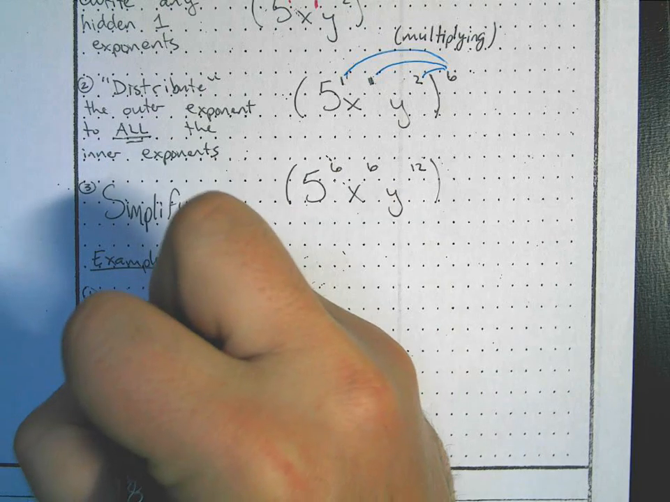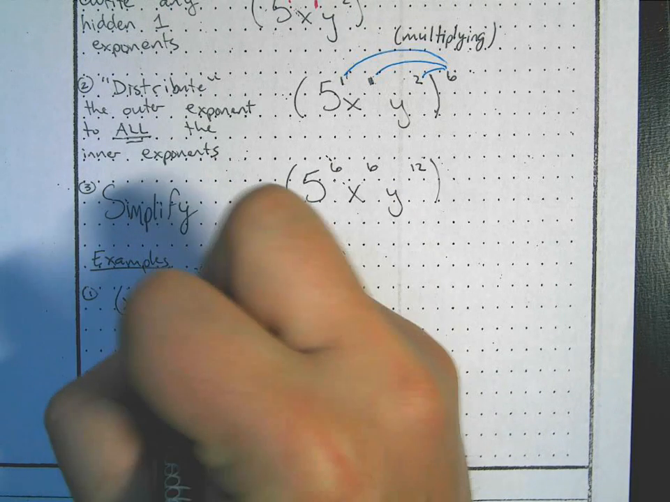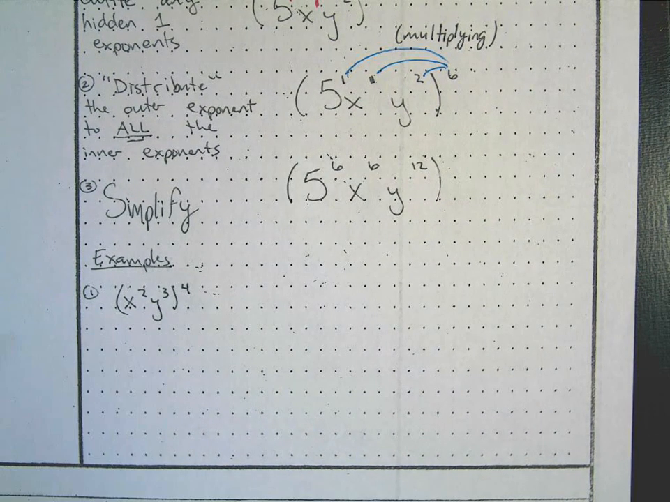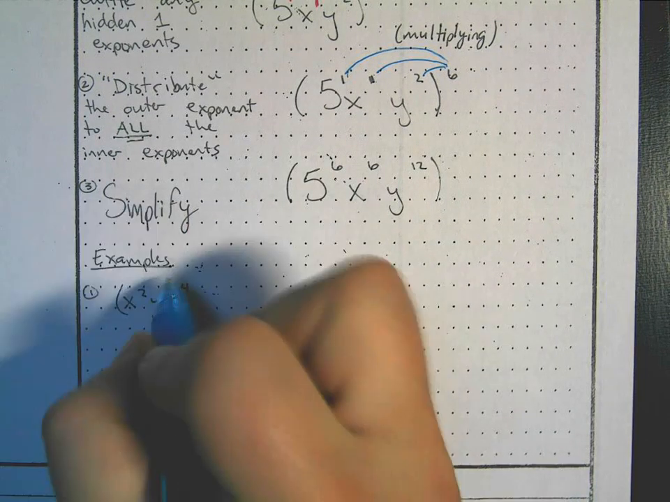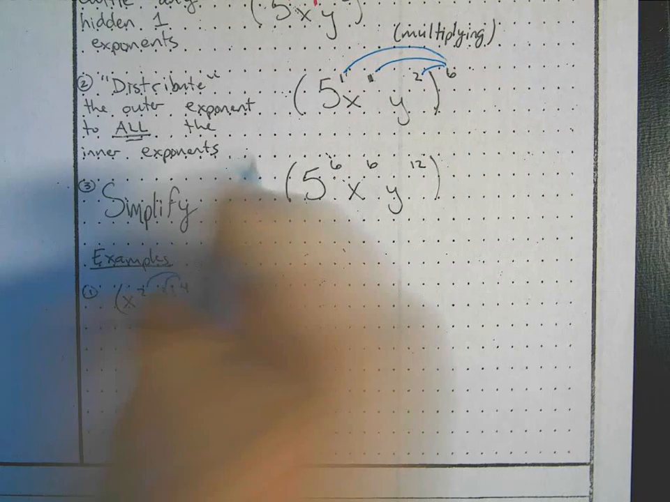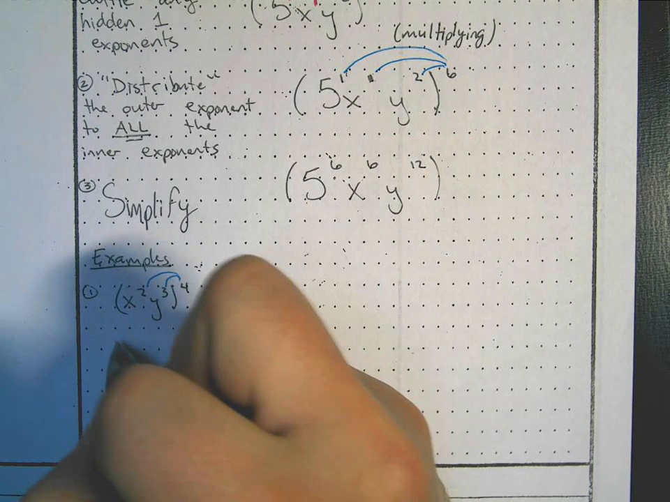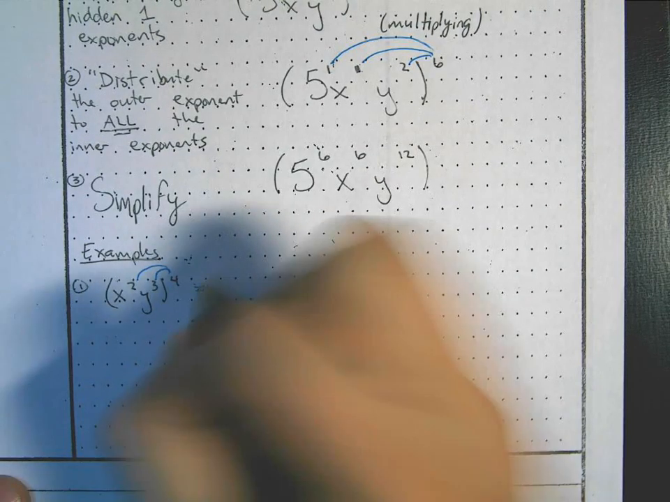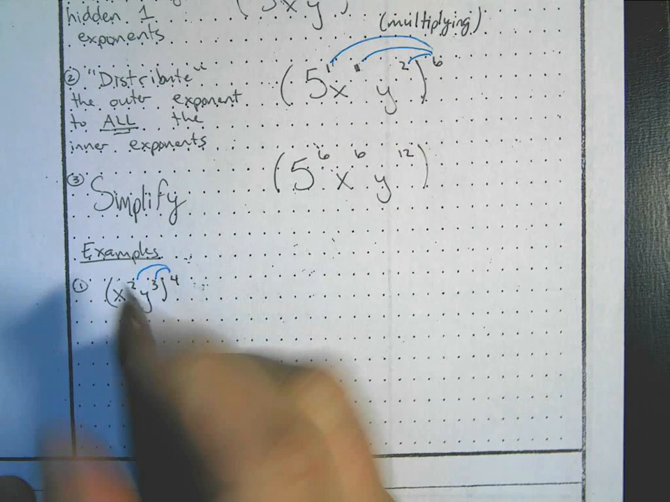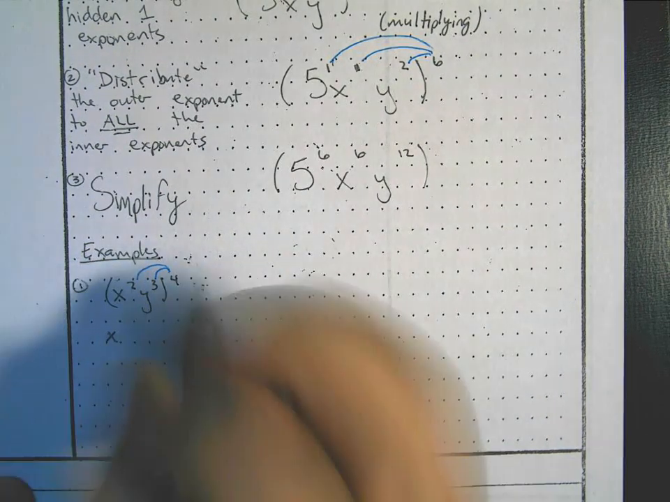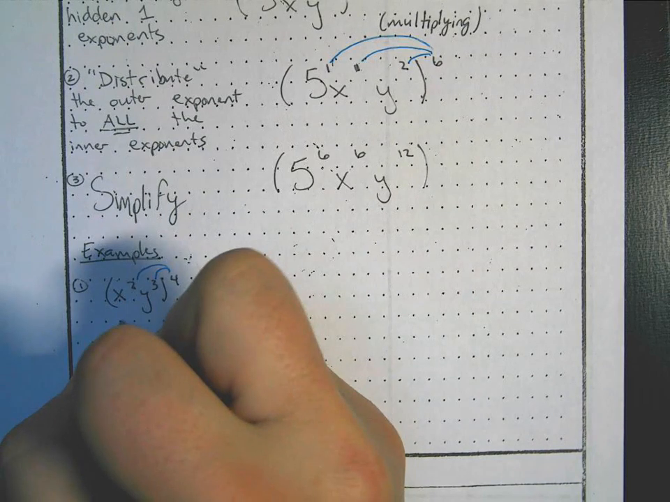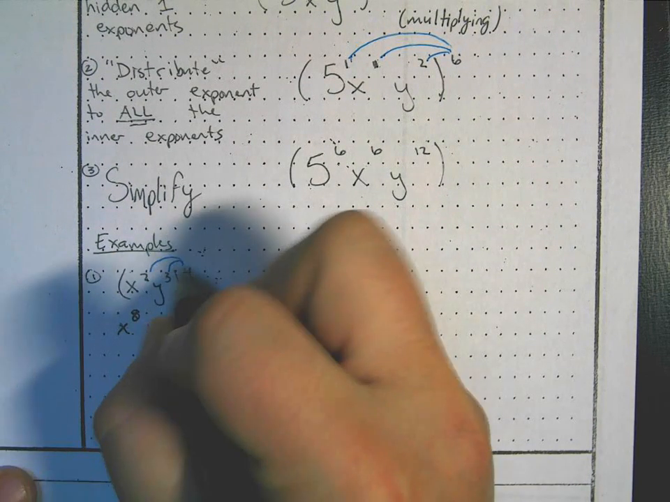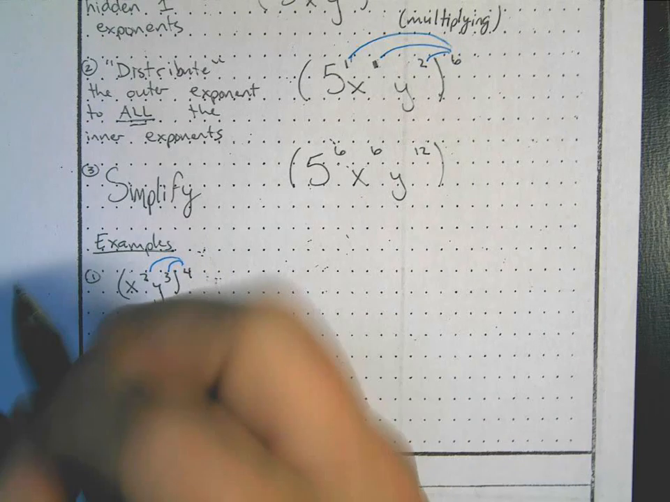Okay, so let's say we're doing x squared y to the 3rd raised to the 4th. Well, there's no hidden ones to deal with. Everyone's got an exponent. So now I'm just going to do my distributing. So I'm going to go 4 times 2, 4 times 3. So x, then I'm multiplying: 2 times 4 is 8, so x to the 8th. And then y, 3 times 4 is 12, so y to the 12th. And we're done.